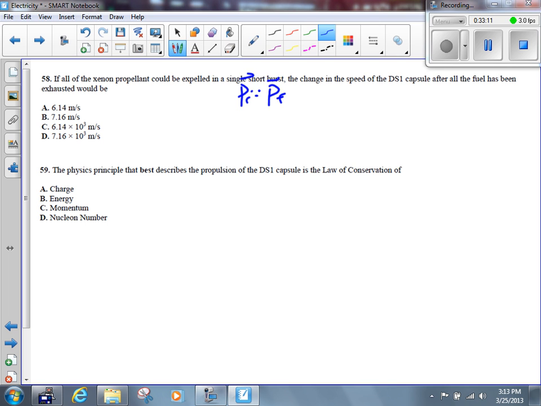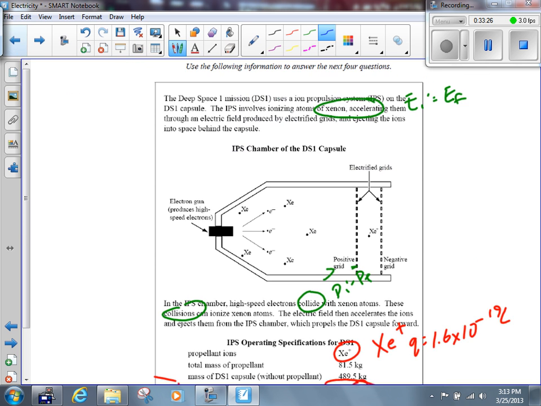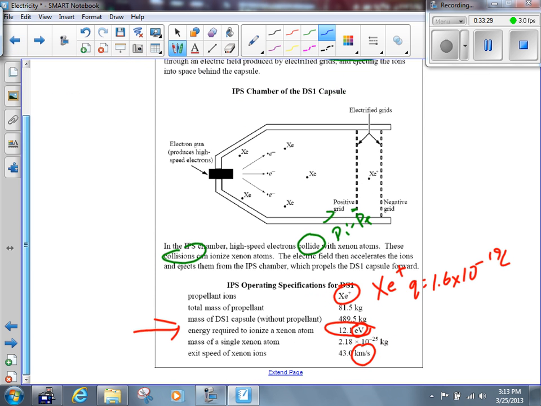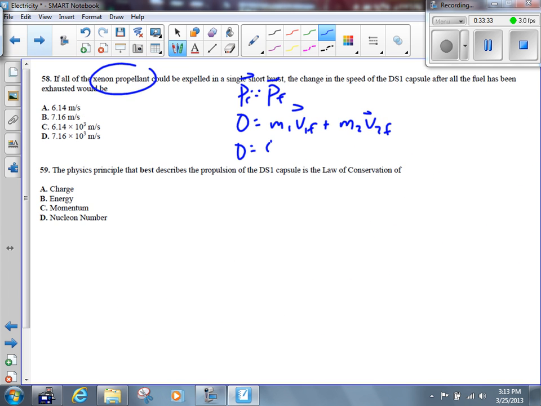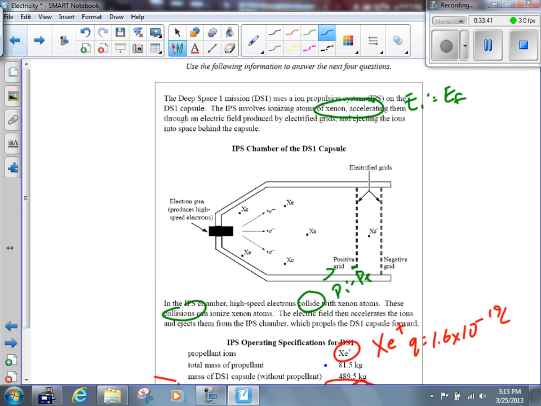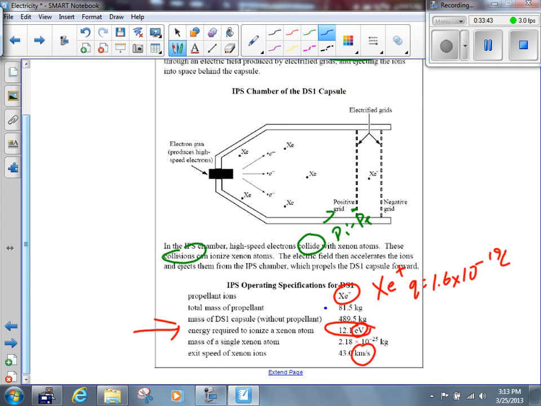The initial momentum is equal to the final momentum. The initial is 0 because it starts at rest. The final momentum is m1 v1f plus m2 v2f. M1, you got to be careful here. We're talking about the mass of the xenon propellant, not the mass of a single xenon ion, but the mass of the xenon propellant, which is 81.5 kilograms. It gets expelled at, what was it, 43,000 meters per second? Yeah, 43,000 meters per second.